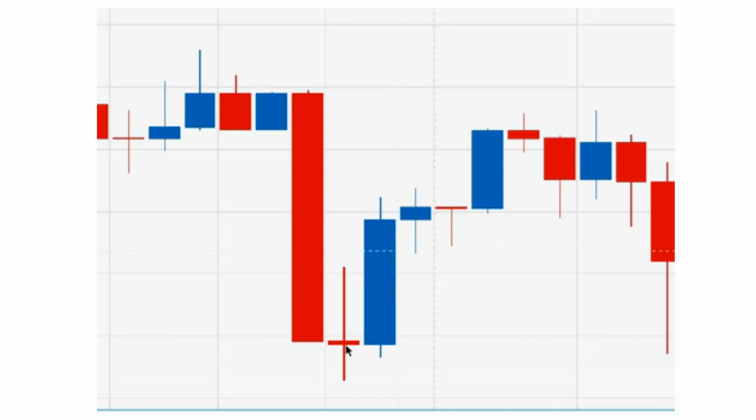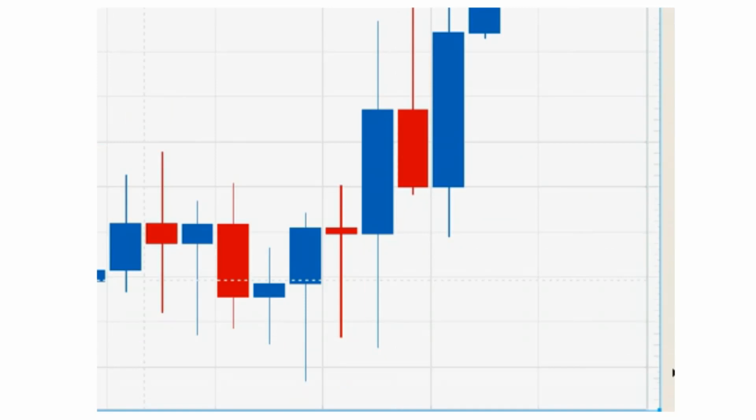In this case, there's a long bearish candle followed by a Doji followed and confirmed by a bullish candle, a strong bullish candle. In this case, this Doji is very significant.